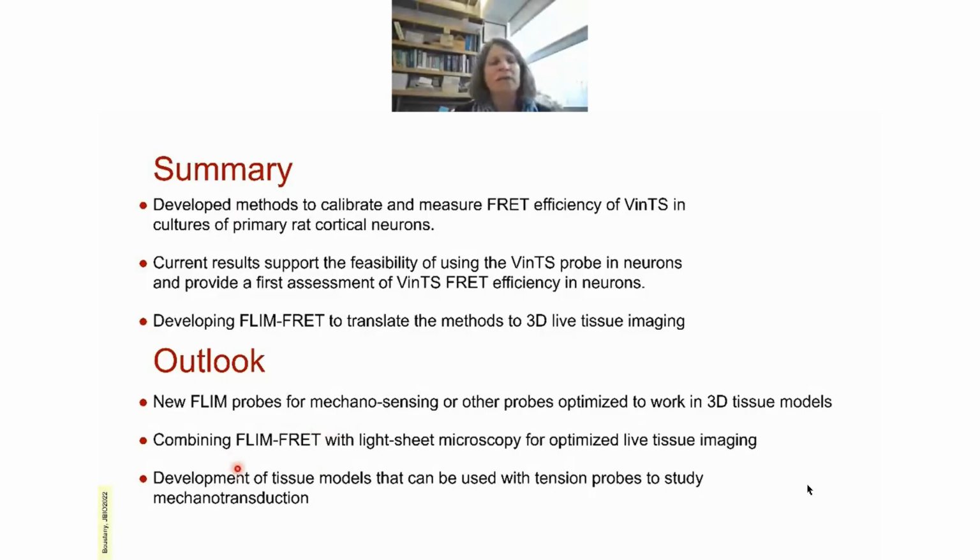And we're also looking at the development of biologically relevant 3D tissue models that would be amenable to use with these tension probes. So we need to be able to express these tension probes in 3 dimensions in the tissues and create constructs where we can see fluorescence in these 3D tissues, transfect them and so forth.